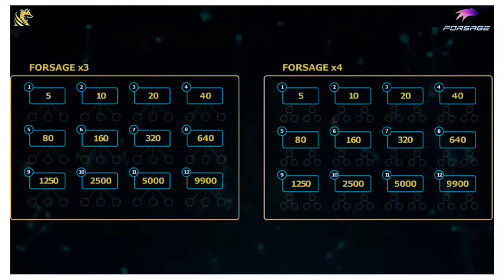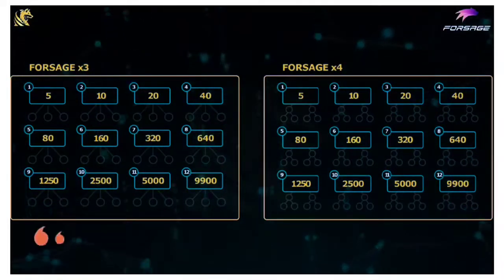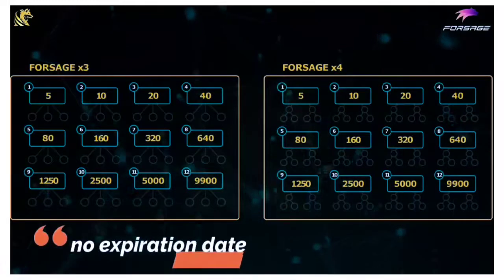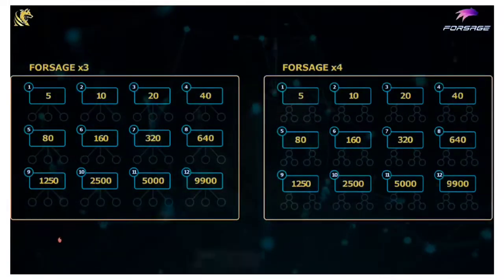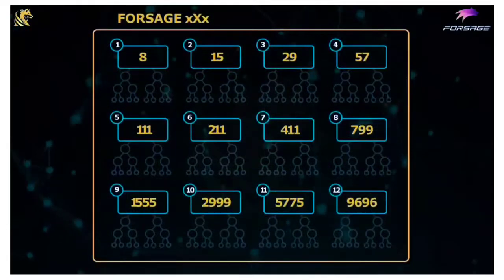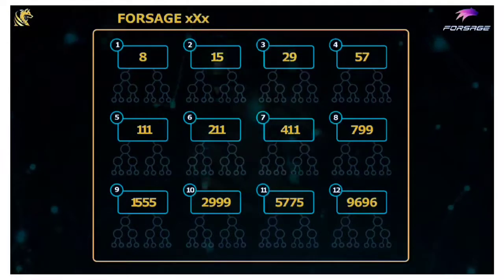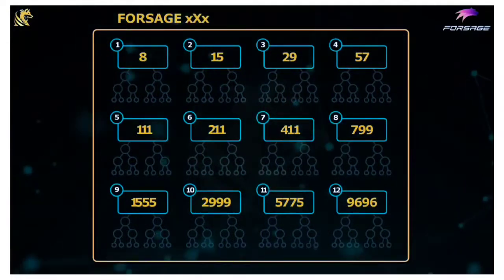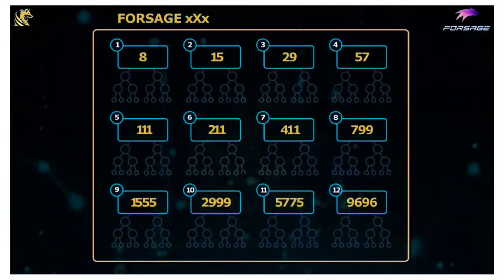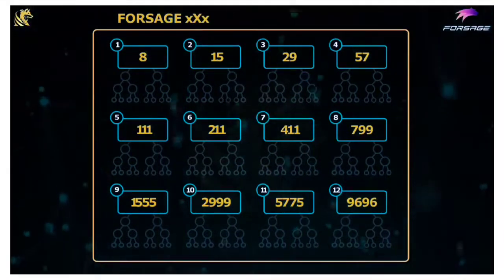If you think of activating all the 12 slots together, you can do it. As all the 12 slots can be activated, they have no expiration date. All slots will keep paying you, keep giving you revenue parallelly. If we talk about XXX Forsage, here you get the first slot of 8 BUSD, the next one is 15 BUSDs and it keeps on increasing. The last one is 9696 BUSDs. So again here you get a total of 12 slots.